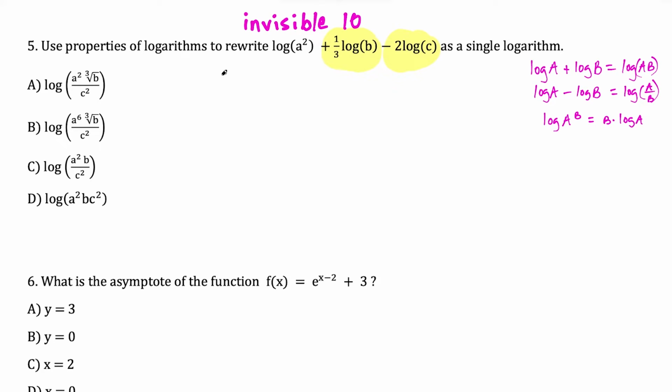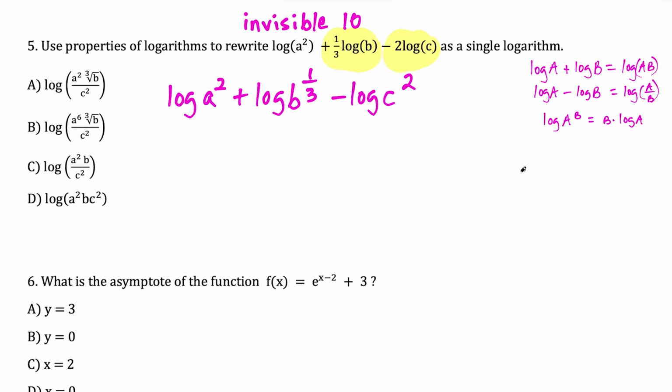So I'm going to send in those coefficients as exponents. So we're going to have log of A squared, plus log of B to the 1/3 power, and then minus log of C to the second power. This is the first property that I want to use, and I'm doing that so that we have coefficients of 1 in front of all of these. Now, looking at the answer choices, I noticed that there are no rational exponents. So what they're doing is turning the rational exponents into radical form.